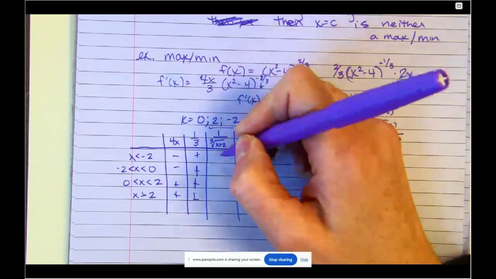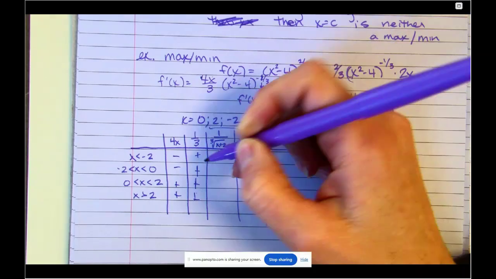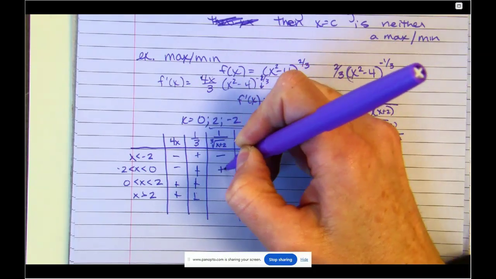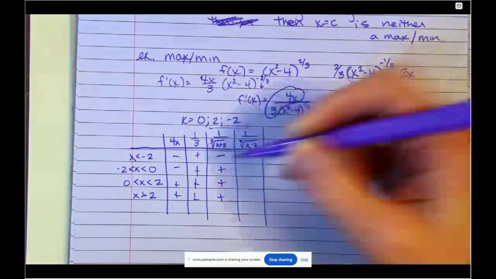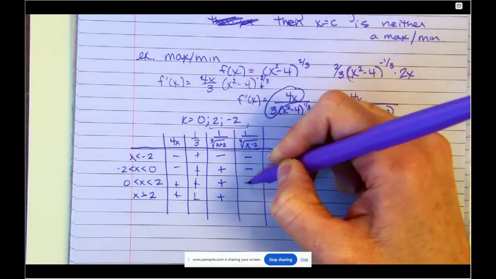So this is negative. This is positive. -1 would make that positive, positive, and positive. This one, negative, negative, negative, positive.